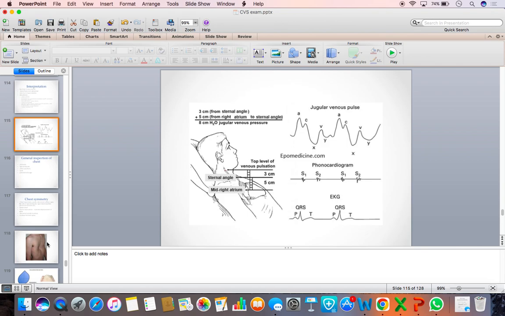So, my dear students, hope you are able to understand the JVP and the wave pattern and mechanism of these waves in the jugular venous pressure reflecting the changes in the right atrial pressure.